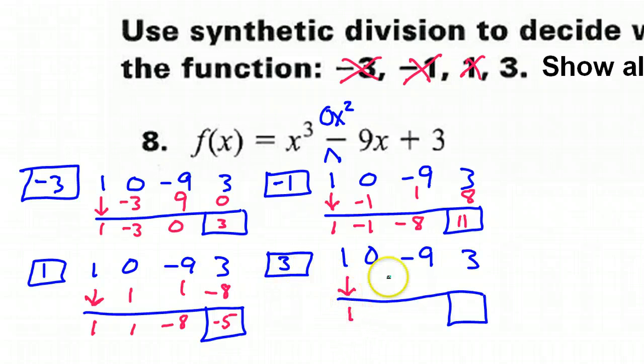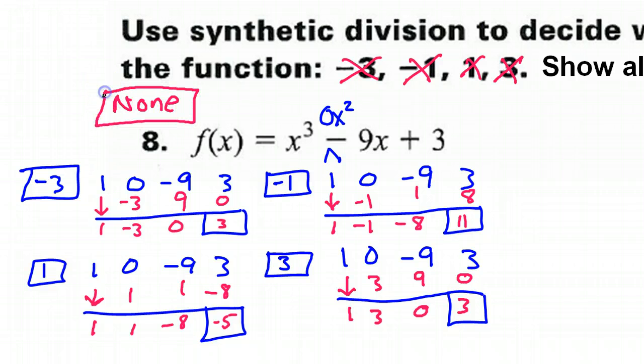Okay, so that's 1, so that's 3, so that's 3, so that's 9, so that's 0, so that's 0, so that's 3. Alright, so that didn't work either. So that tells me that none of these are actually zeros. None of these 4 are actually zeros of this particular function. Okay, so we'll just record that. Alright, so for number 8, it's none.